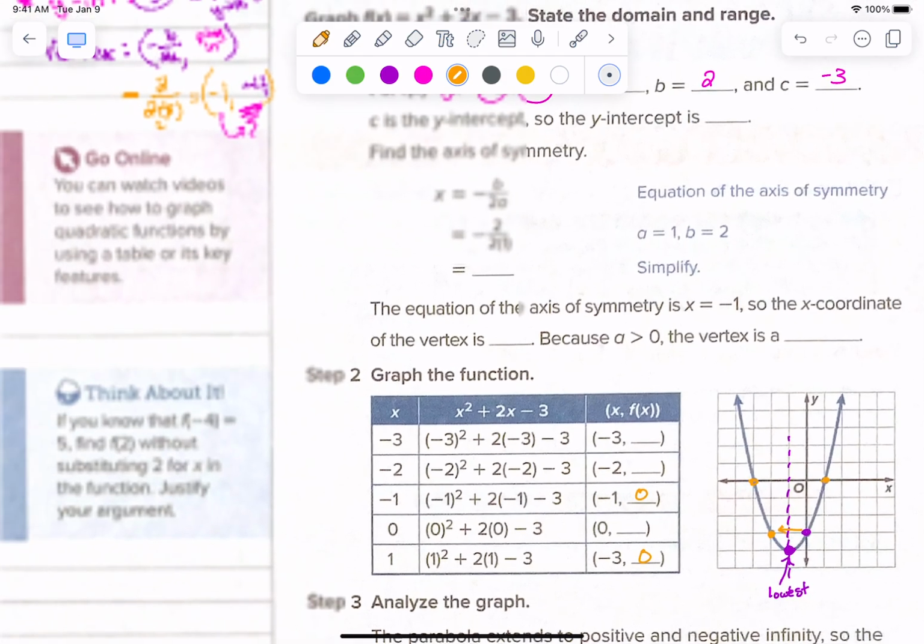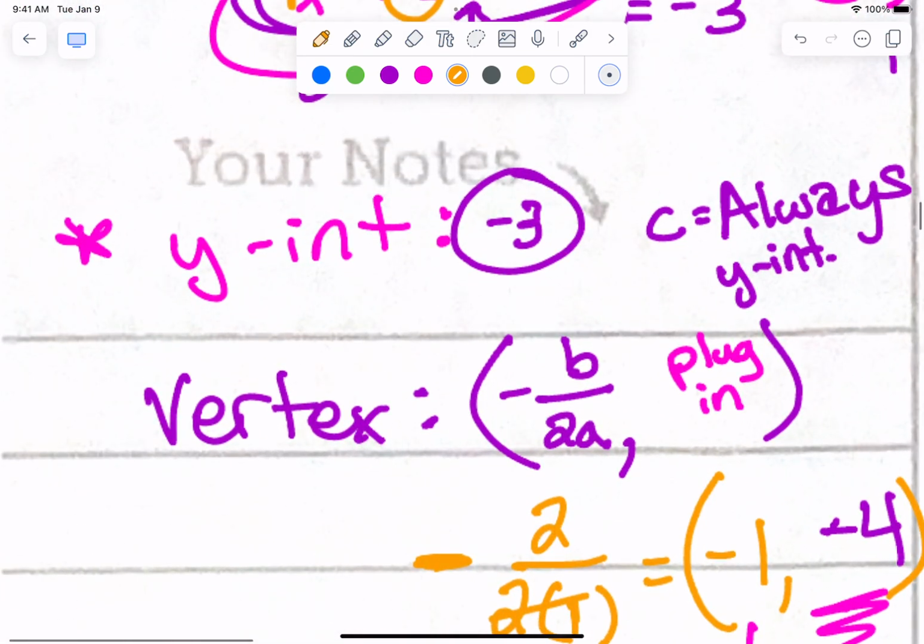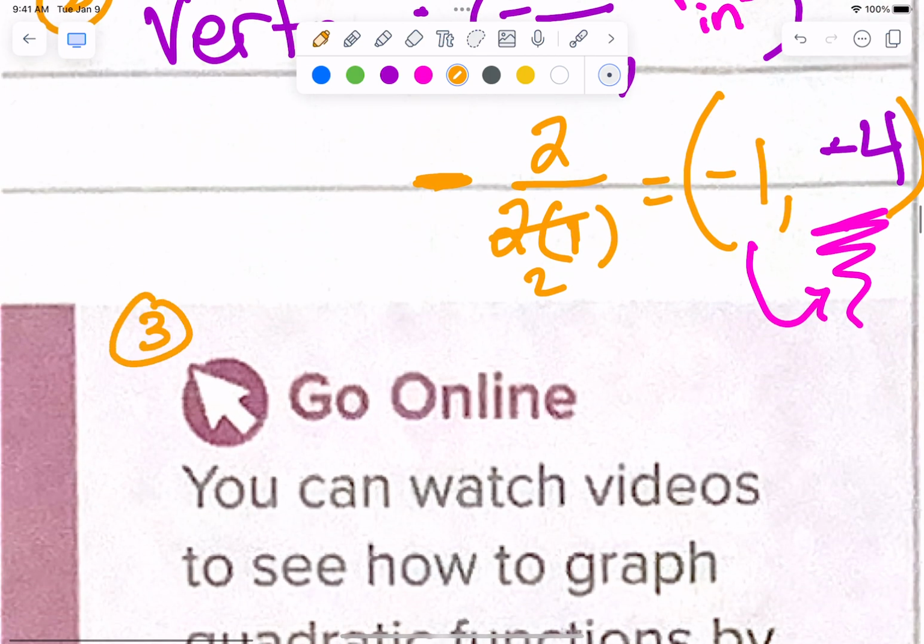Okay, one more thing. Let's talk about your axis of symmetry. So we had the y-intercept is number 1. It is always the last number. Number 2 is the vertex. It's negative b over 2a. Number 3 is the axis of symmetry, AOS. Here we go.